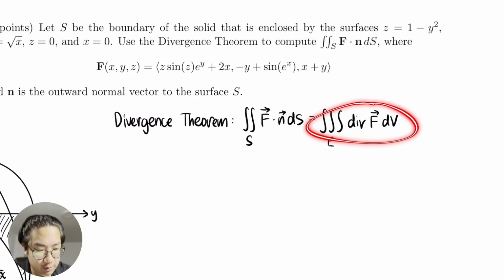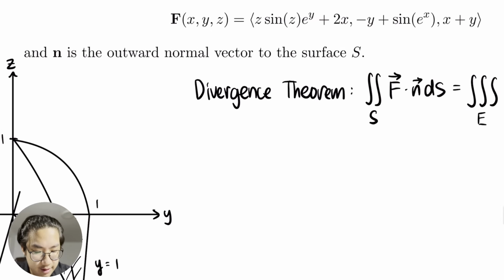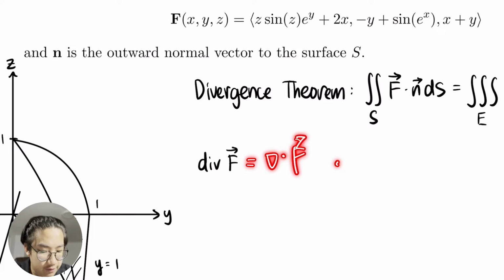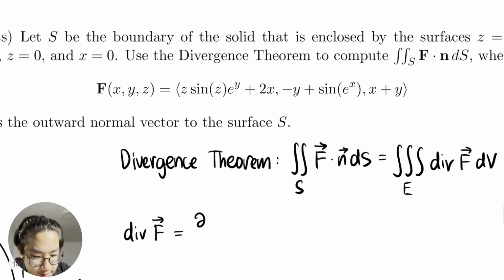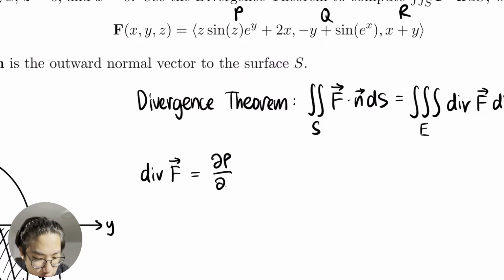Now, we need to compute the divergence of F, which is a lot easier than the curl. An easy way to remember it is that the divergence is the gradient dotted with our vector function F. The curl is simply the cross product instead. So, labeling the components P, Q, and R, this is equal to partial P partial x, plus partial Q partial y, plus partial R partial z.